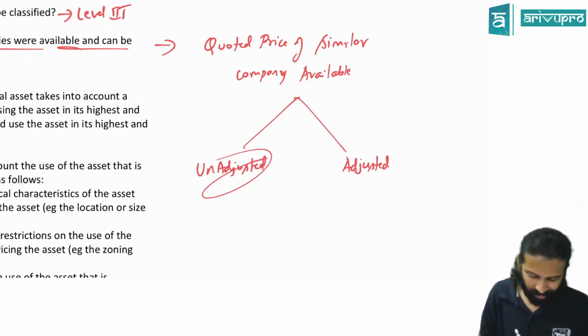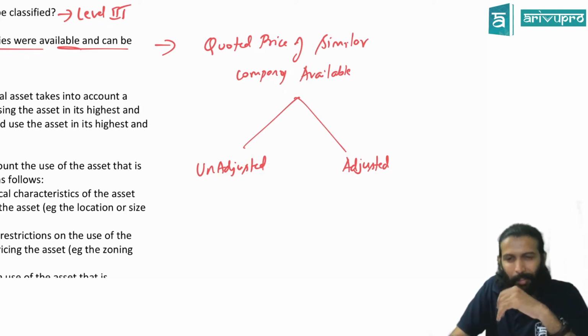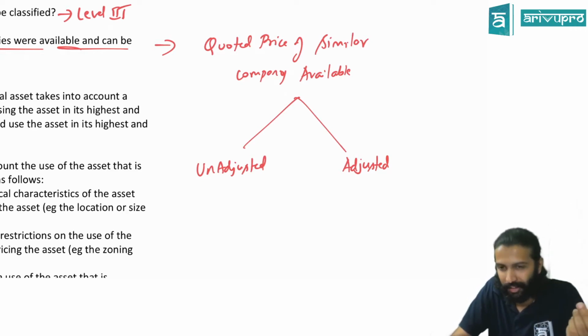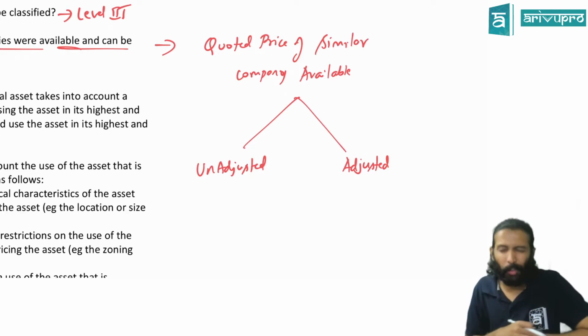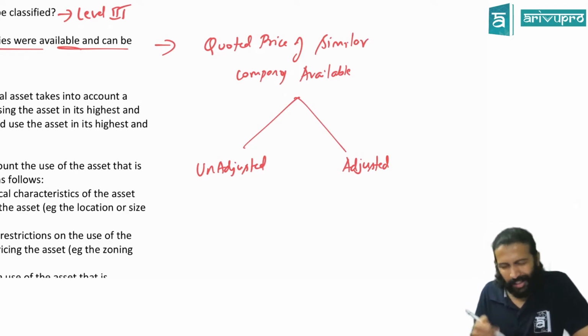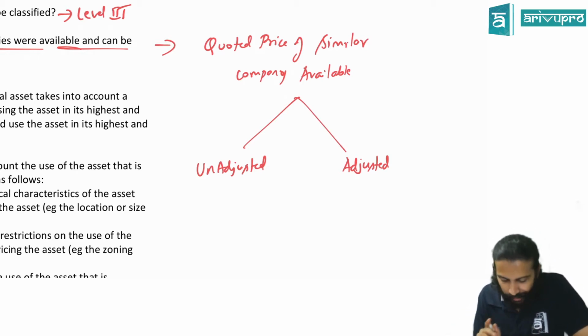Because unadjusted means more or less it should be the same, sir, which will not be the case. There will be differences. Maybe similar companies, but they'll always have a few things more than you or lesser than you, correct? So adjustments would be required, and most probably it will come under Level 2. Hence even your answer is given under the Level 2 perspective only. But I wouldn't suggest you write like that. I would suggest you write it like this.